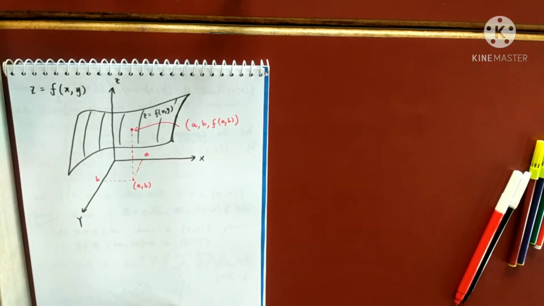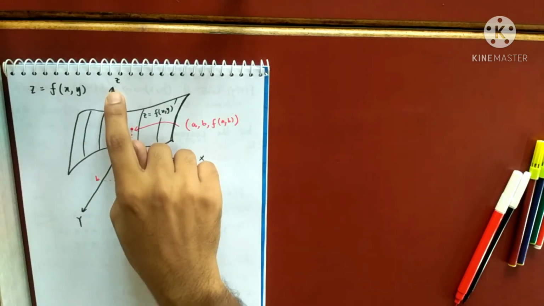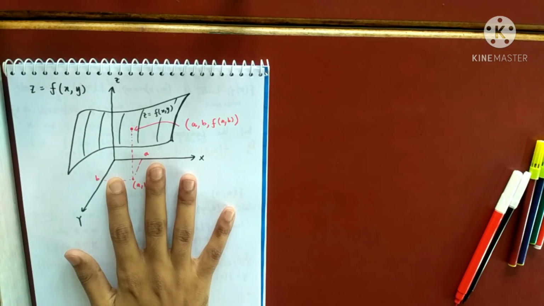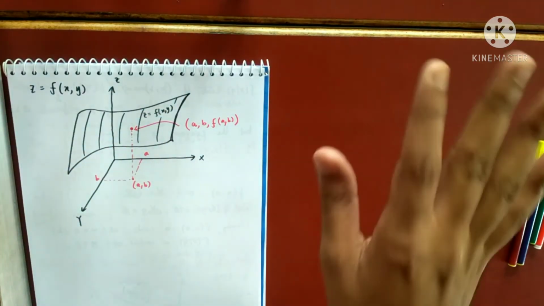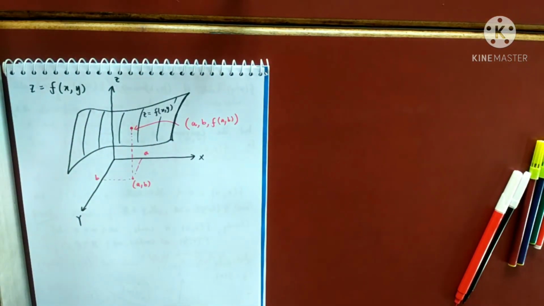Yes, sir. Yeah, so this is how we can plot a function having two independent variables. This time we have to take three axes at a time: x-axis, y-axis, z-axis. So the domain will be a subset of the xy plane, and my functional value will be plotted on the z-axis.